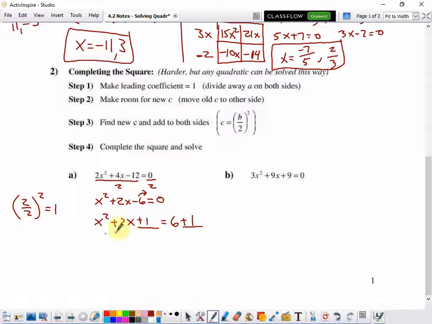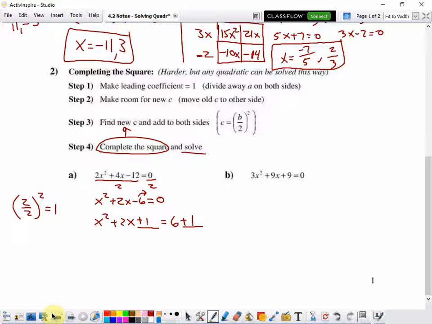Now what I have here is a square trinomial. So step 4 says complete the square and solve. Really, I guess the complete the square part could probably be put up here, and all we really have left to do is solve. I have completed a square trinomial. Now it's time to solve for x.